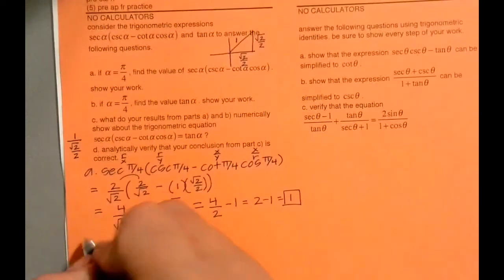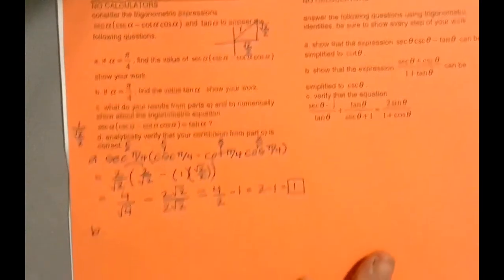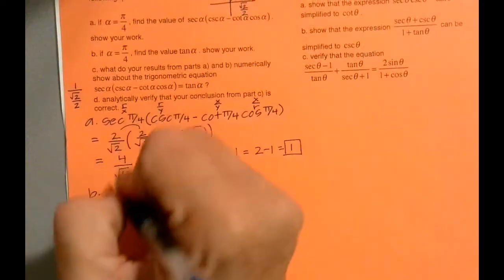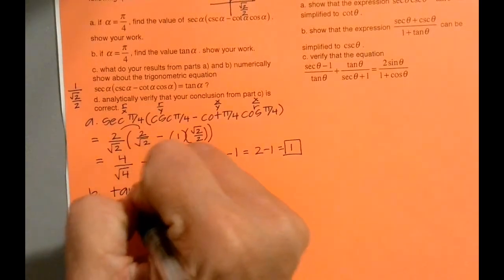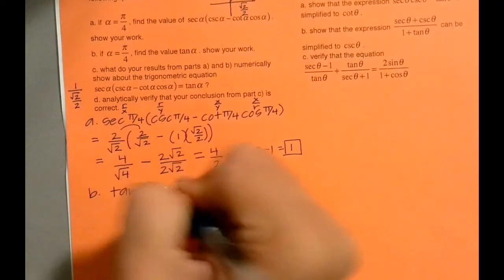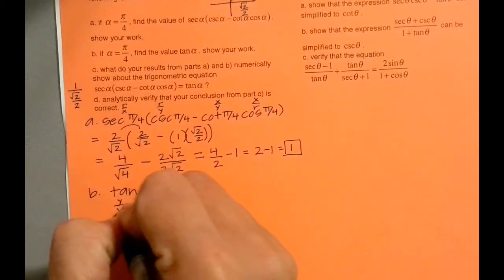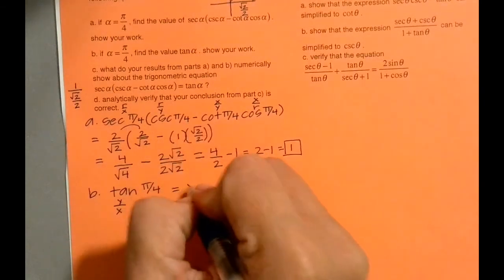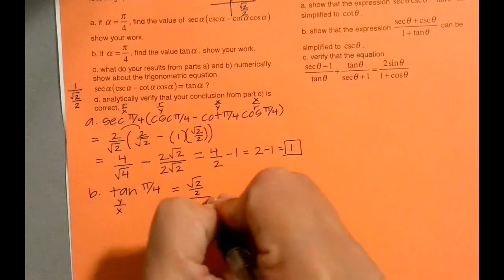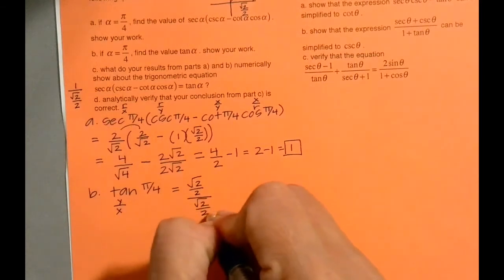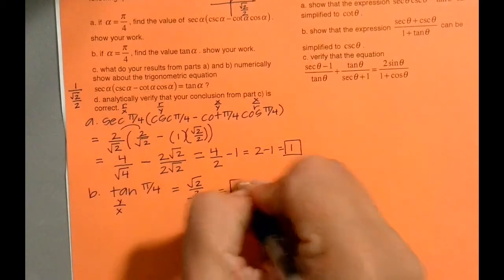Okay, so part B says to find the tangent of pi over 4. So tangent pi over 4, tangent is y over x. So that just equals root 2 over 2 over root 2 over 2, which equals 1.